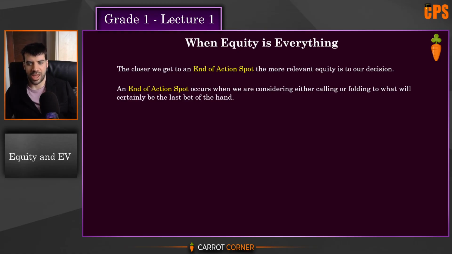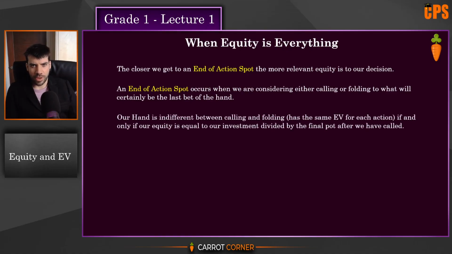But of course, working that equity out or trying to estimate it is a difficult process that still involves many factors. Let's talk a bit about indifference points. Our hand is indifferent between calling and folding, i.e. has the same EV for each action, if and only if our equity is equal to our investment divided by the final pot after we have called.